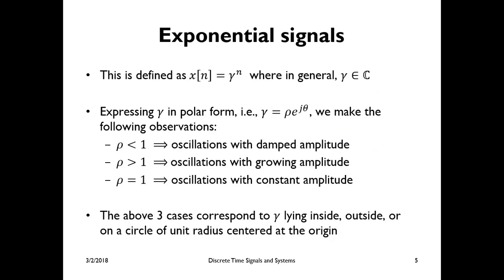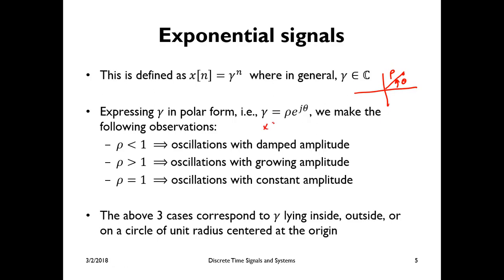The next signal that we'll consider is an exponential signal. x of n is equal to gamma to the n, where in general gamma is a complex number. We can write gamma in polar form, so it's written as rho e to the j theta. If we take a look at the complex plane, our point gamma could lie over here. Rho denotes the distance that the point makes from the origin, whereas theta denotes the angle that the point makes relative to the x-axis taken counterclockwise.